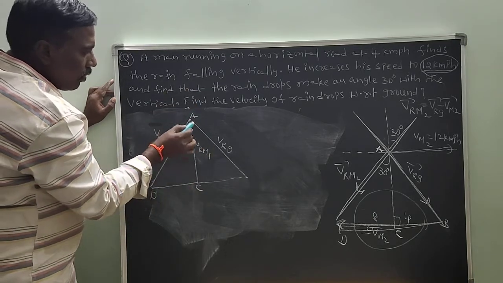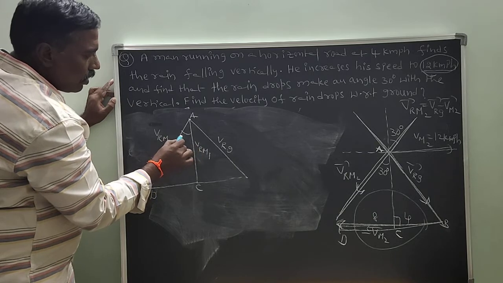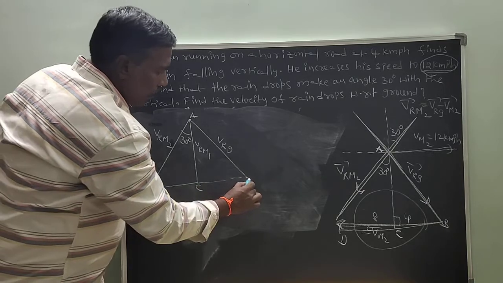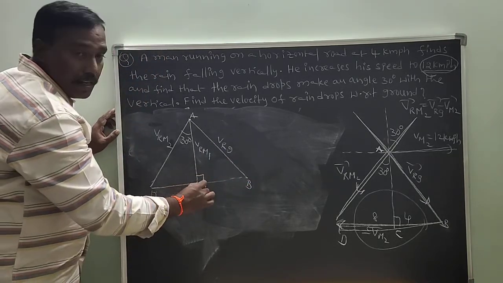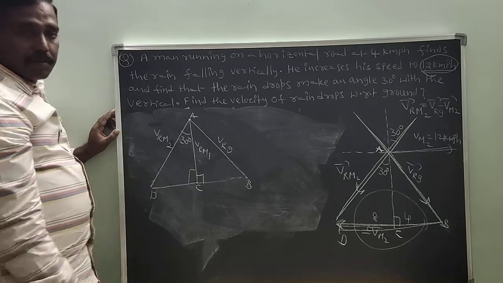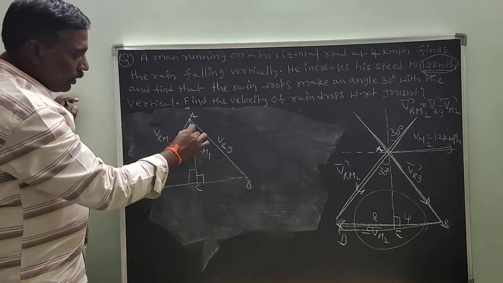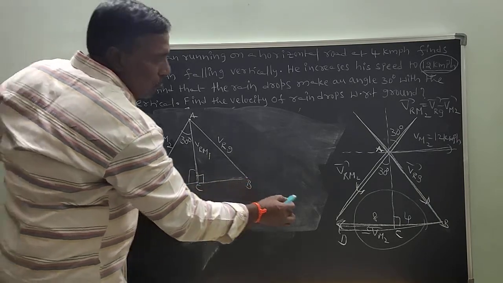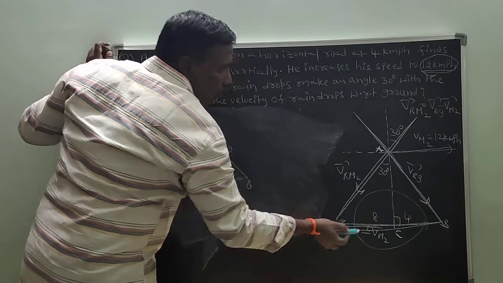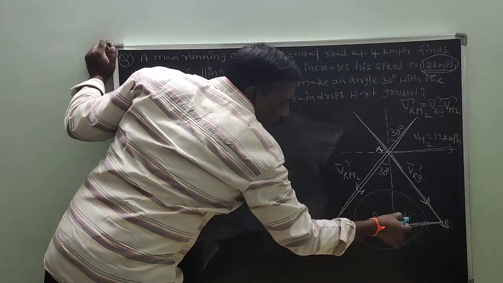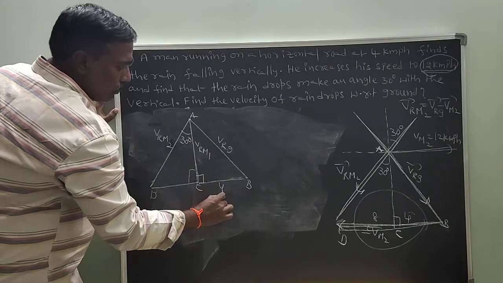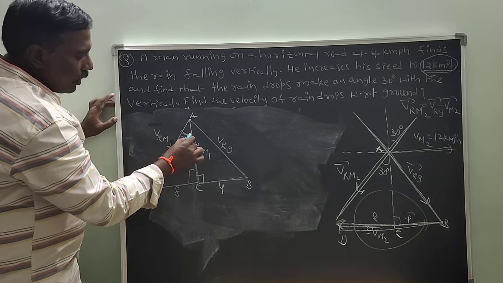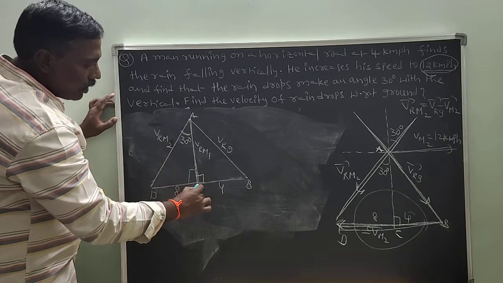This angle is 30 degrees. So CDB. This is 90 degrees. This also 90 degrees. So we can calculate this length AC. How to find this AC? This total length is 12. Initial length of this part is 4. This is 8. So this is 4. This angle is 30 degrees. We can calculate this AC.